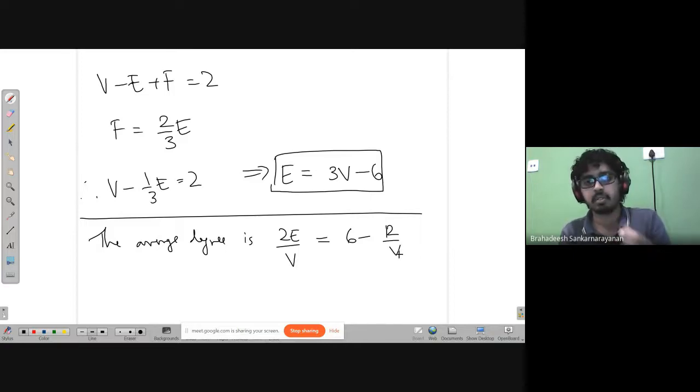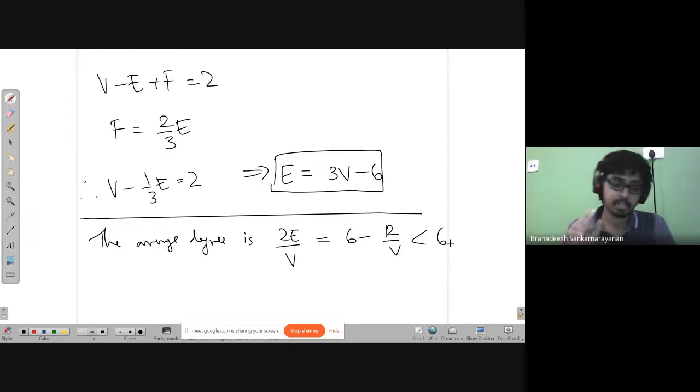Of course, 1 doesn't make any sense, but how many? Assuming there are at least 3 or 4 vertices in your graph. If you don't have at least 3 vertices, then you don't even have one legitimate face. So v is at least 3, which means this is strictly less than 6, not at most 6. It is strictly less than 6.